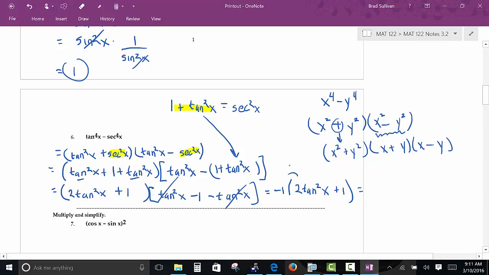Okay, so just multiply that. You're going to have -2 tangent squared x minus 1 like that. Okay? Got any questions about that?